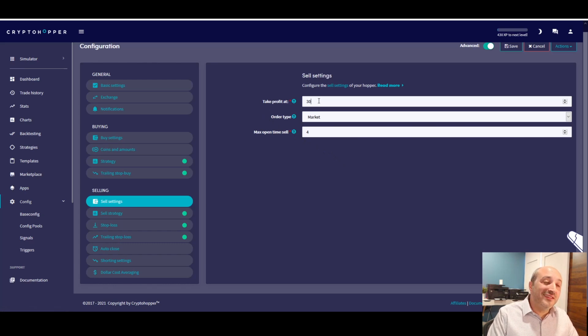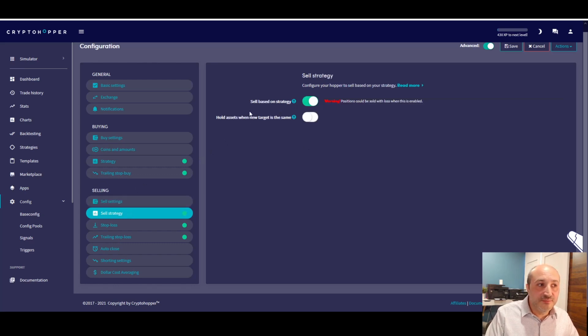That's just in case, for some reason, you see a wick, where the price just starts to skyrocket. Usually when they go really high fast, they'll go down also very quickly. So at 30%, just in case the profits start moving up really fast, it will catch it if it touches the 30%. Sell strategies, so sell based on strategies, that's a good setting.